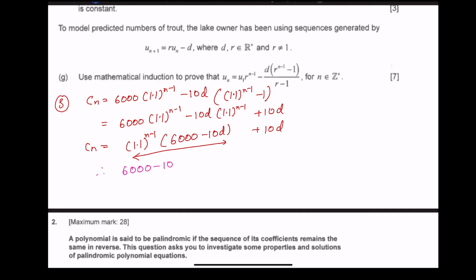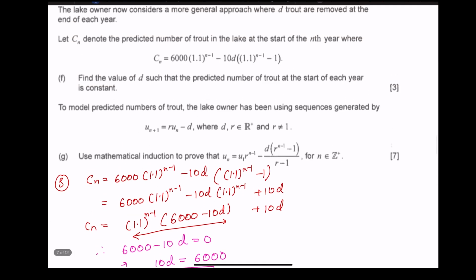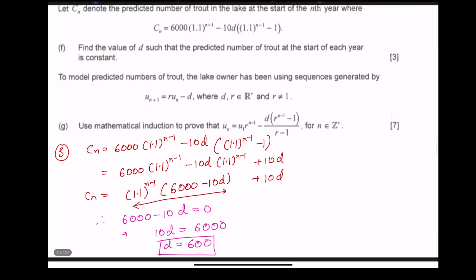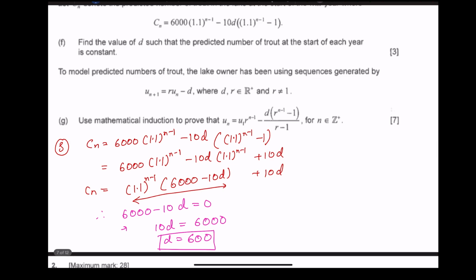6000 minus 10d equals 0. 10d equals 6000. So dividing both sides by 10, I'll get d as 600. If he removes 600 fishes every year, the predicted number of trout at the start of each year would be constant. So 600 fishes have to be removed.